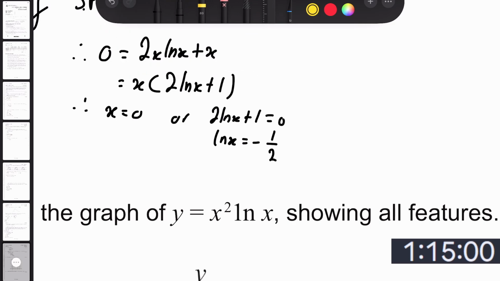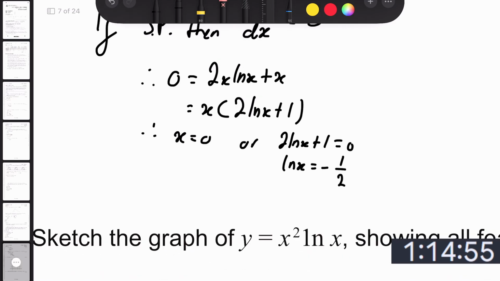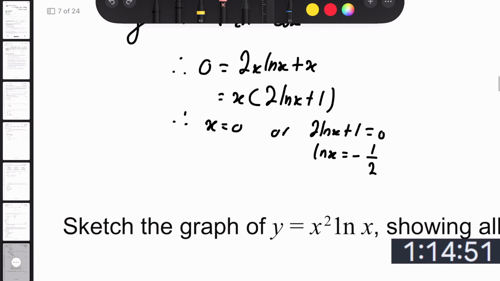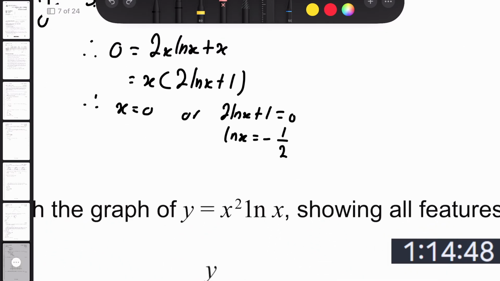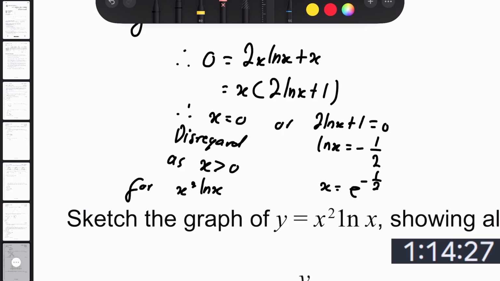But this x equals 0 is wrong because you cannot put 0 into ln of x. So I'm gonna write this. Okay, let's figure out what this is. So this is just going to be x is equal to e to the negative 1 on 2. And I'm right here to disregard x equals 0, as x must be greater than 0 for x squared ln of x. There we go.